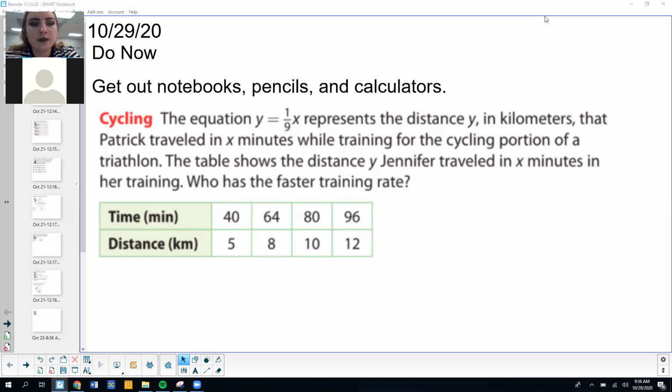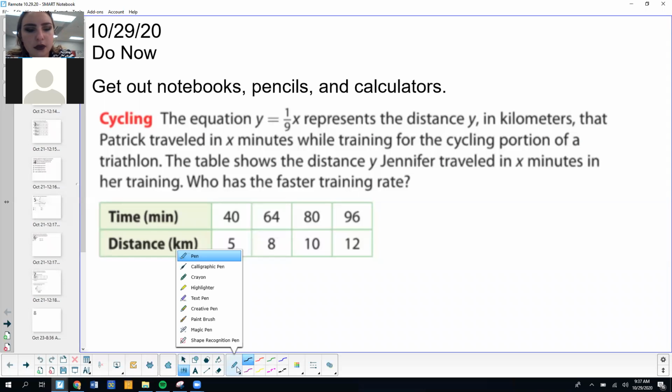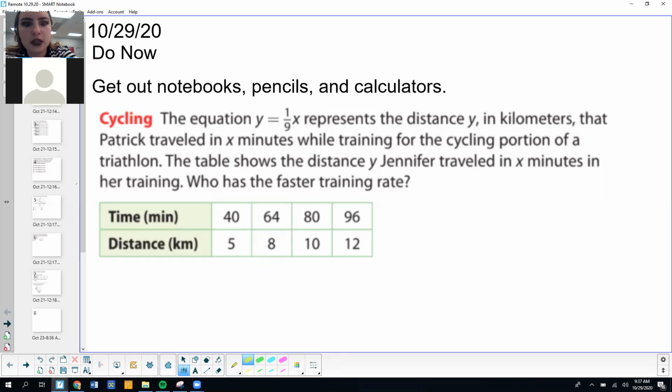All right, so cycling, the equation y equals 1/9 x. So I'm going to go ahead and highlight that for us. So y equals 1/9 x represents the distance y in kilometers that Patrick traveled in x minutes when training for the cycling portion of a triathlon. The table, so we're looking at the table for the distance Jennifer traveled. So we're comparing Patrick and Jennifer together. Remember we talked about how equations, graphs, and tables are all related. We can relate all of them. We can represent an equation as a graph or a table. We can represent a table as a graph or an equation, and so on and so forth.